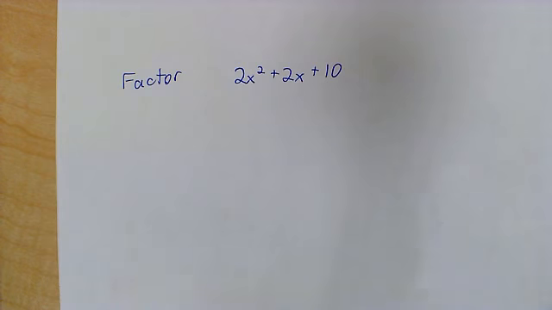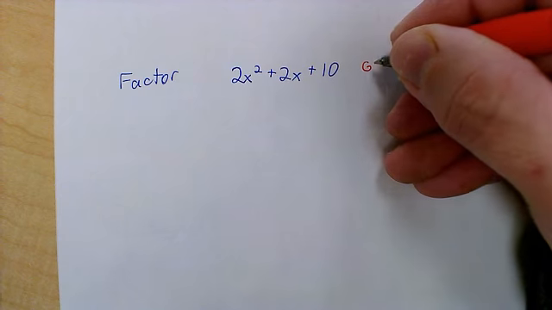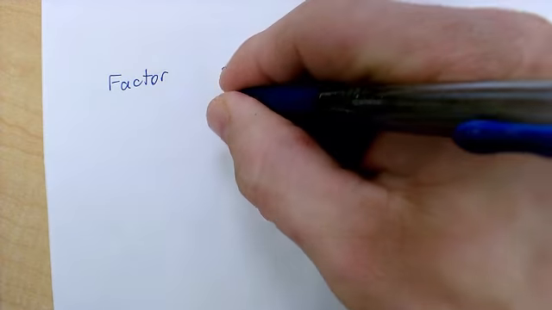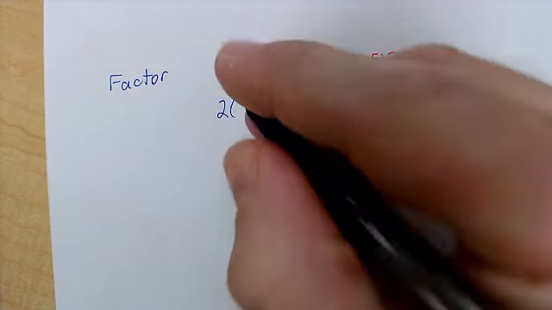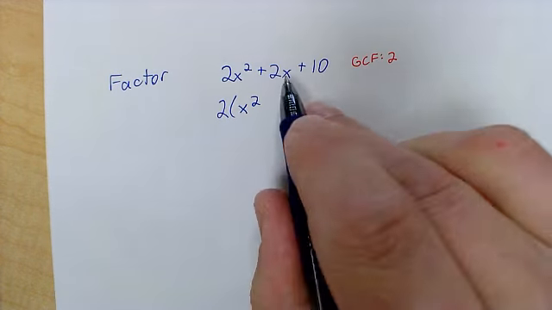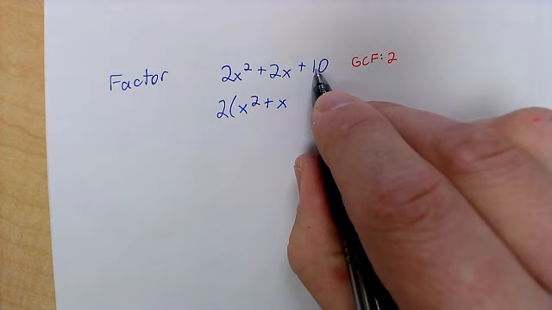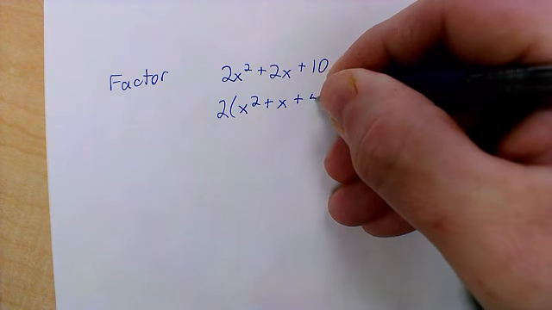All right, and here's the very last problem I wanted to show really quick, telling me to factor this expression. So I am going to start with the GCF again, and the GCF here is 2. So I'm going to factor that out. 2x squared divided by 2 is 1x squared. 2x divided by 2 is 1x. And 10 divided by 2 is 5.